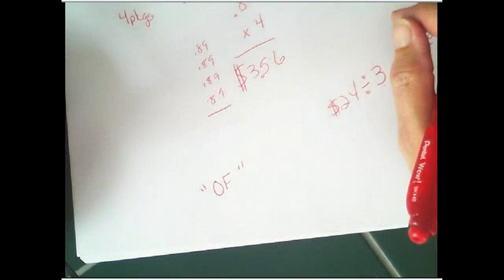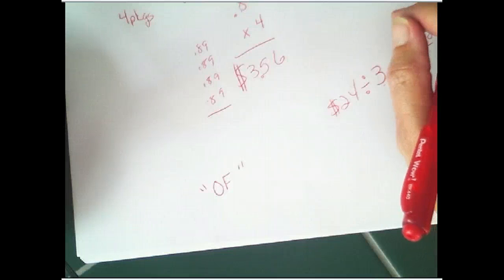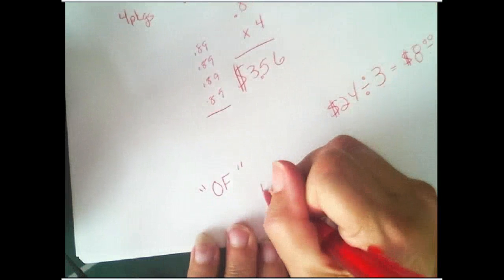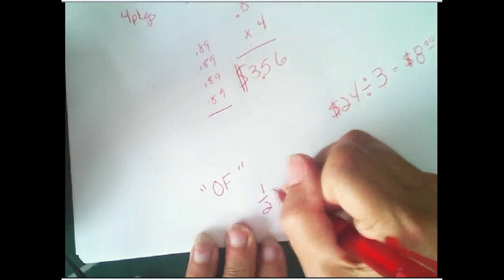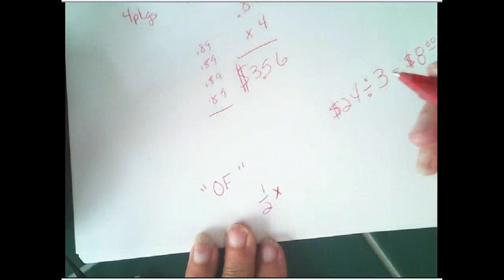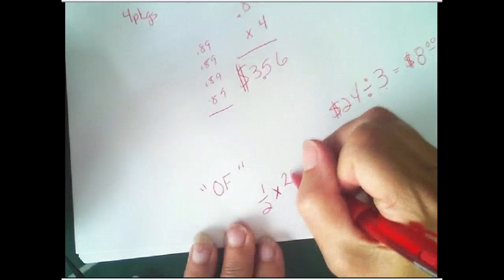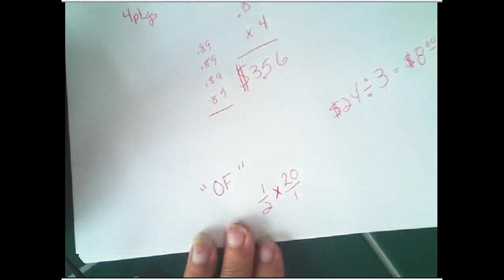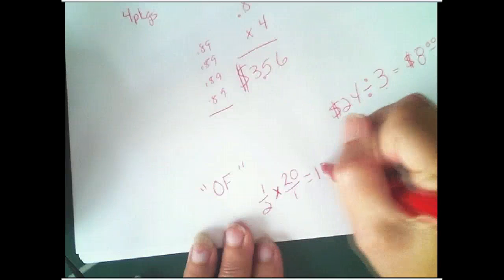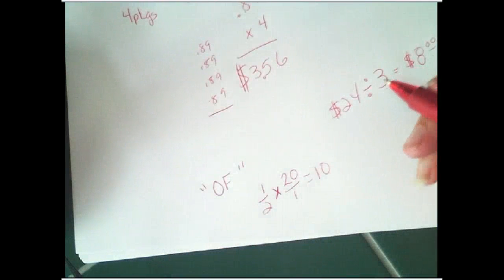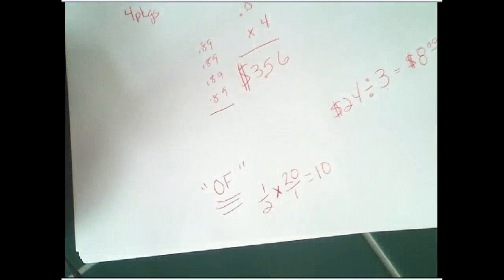If I said half of my class is girls, I would take 1/2 of, and "of" would be times, and if I had 20 people in my class, I would say, what is 1/2 of 20? 1/2 of 20 is 10. So I would have 10 girls. So when you see "of," you're going to know that means to multiply.